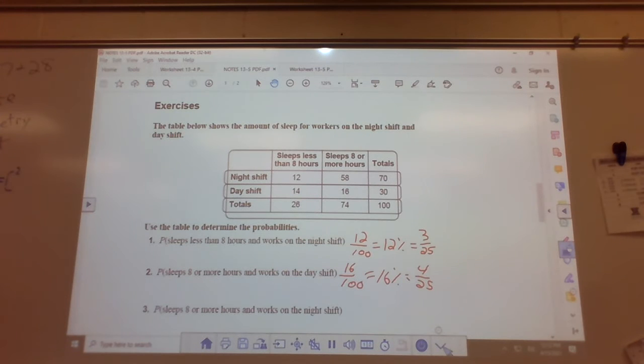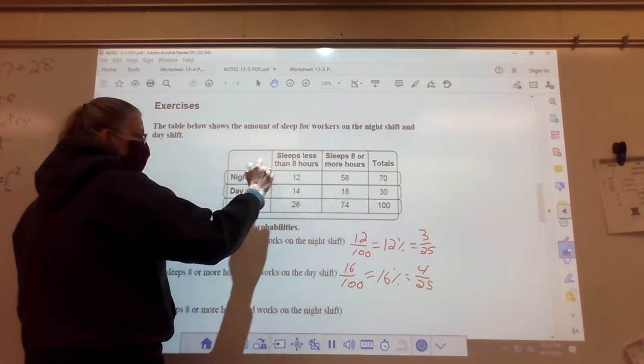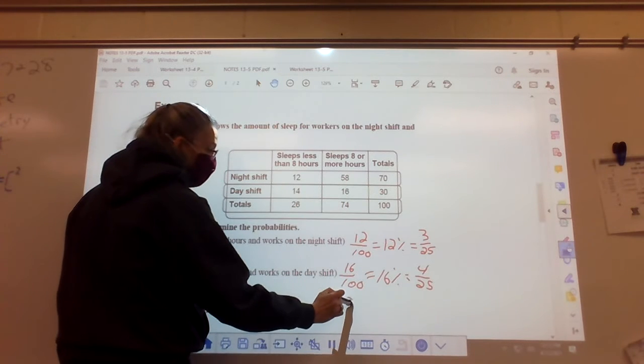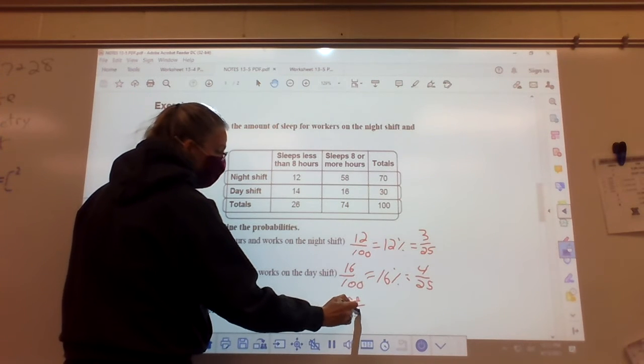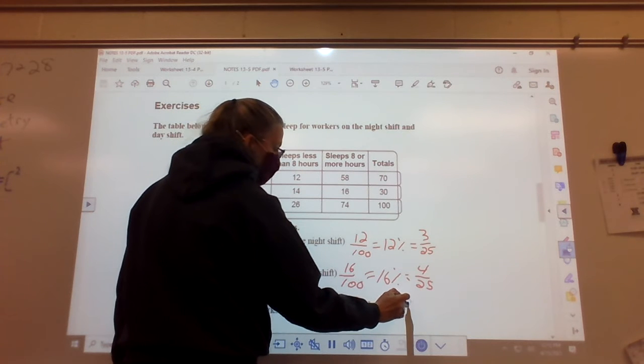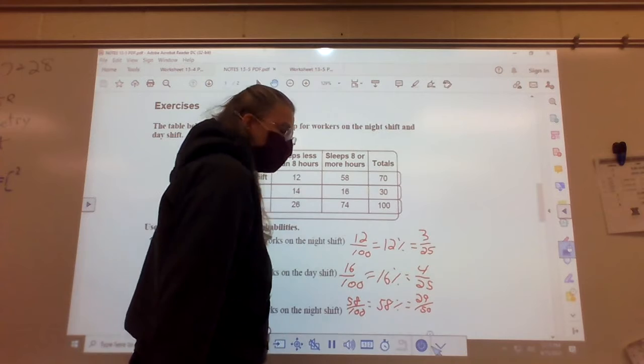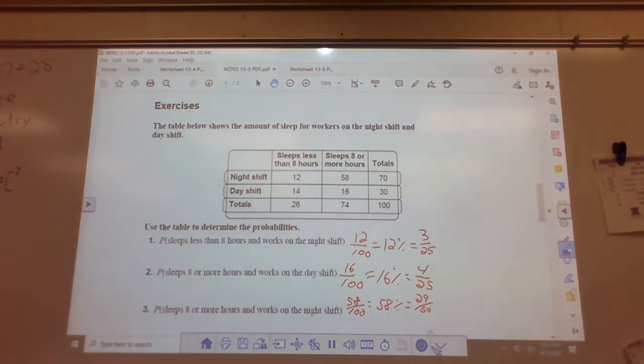So number 3. Number 3 says sleeps 8 or more hours. 8 or more hours, night shift, well, that's 58 out of 100. Again, you could write it any of these ways. So those are your answers. The front. Any questions on the front?